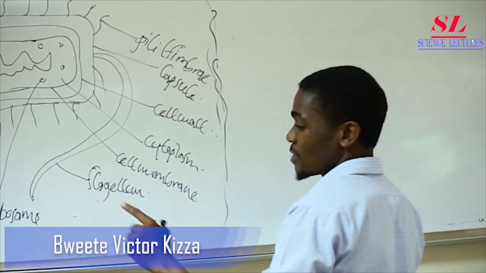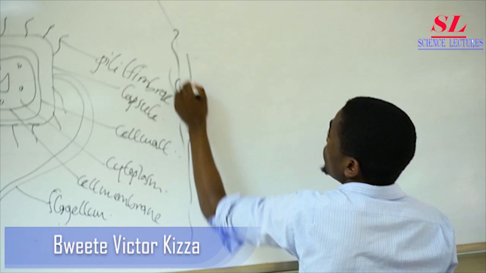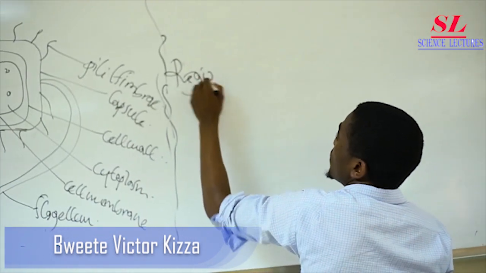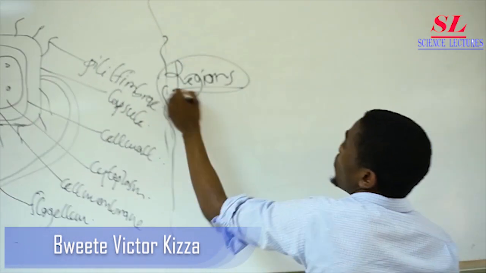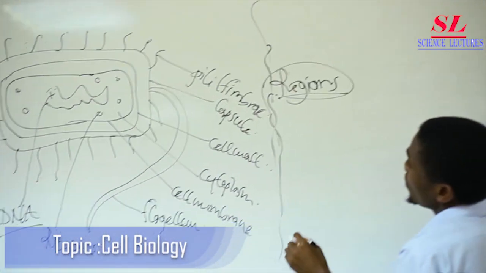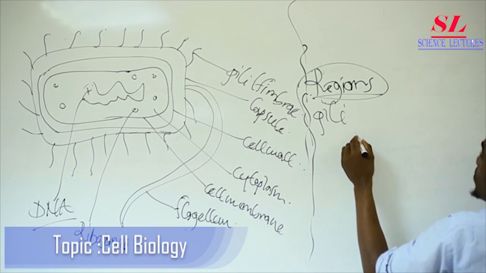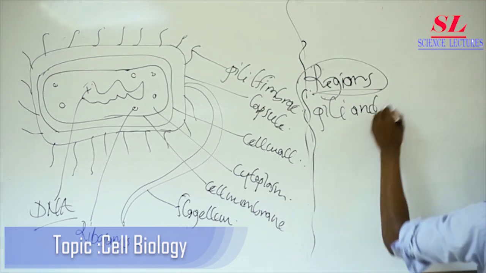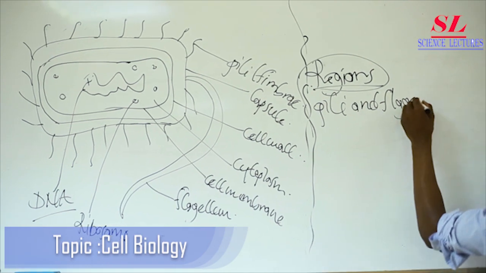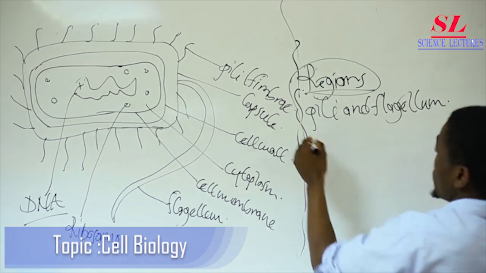Another important thing about the prokaryotic cell are the basic regions of the prokaryotic cell. There are three basic regions. The first region is the pili and flagella.